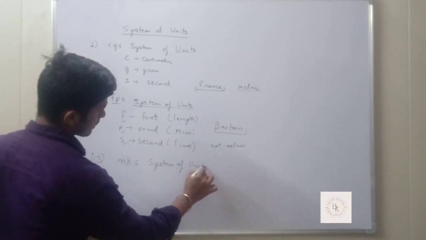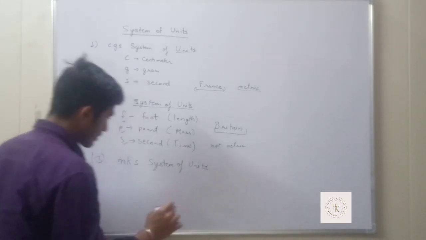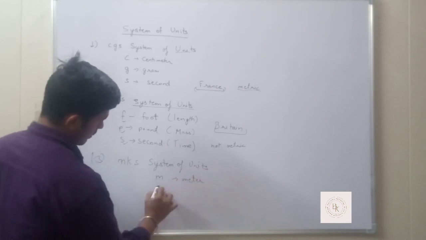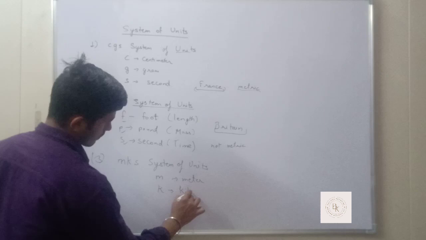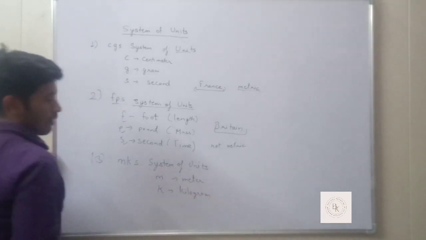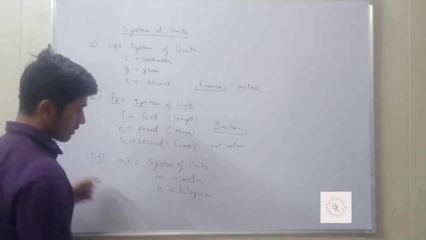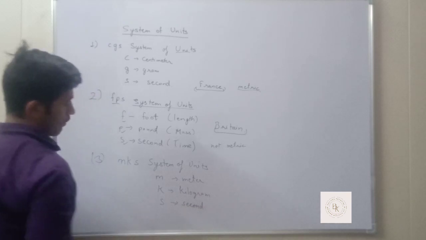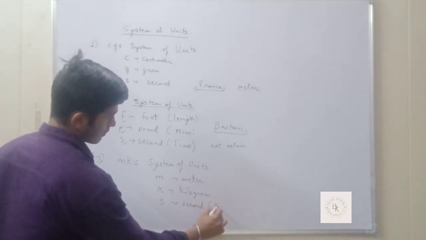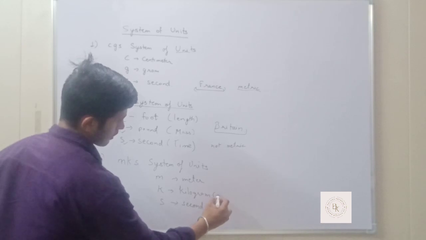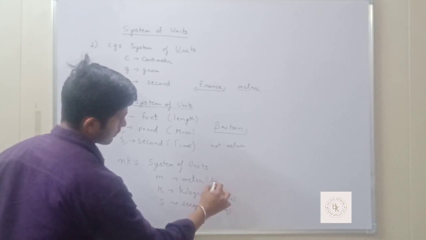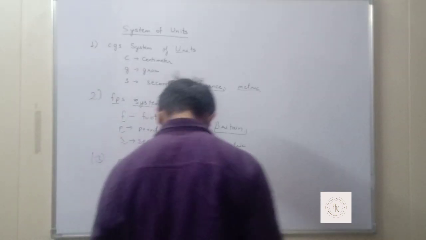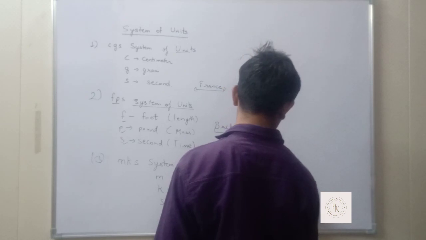Now what is the MKS system of units? The MKS system of units is M as in meter, K as in kilogram, the measurement unit for mass, then S as in second, a unit for measuring time. So second for time, kilogram for mass and meter for length.